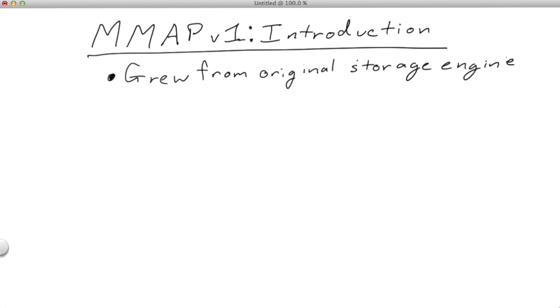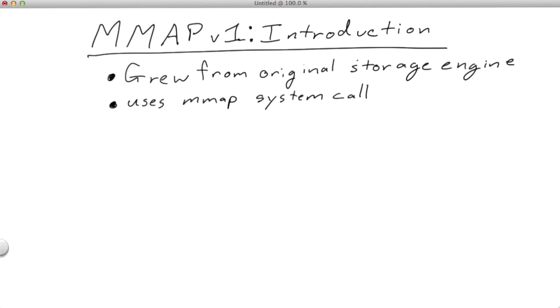MMAPV1 grew from the original MongoDB storage engine. It's called MMAPV1 because it makes use of the mmap system call in Unix to map the files on disk directly into virtual memory space. This lets us treat the data files as if they were already in memory. If they're not already in memory, a page fault will pull them into RAM, and if they're in memory and we update them, an fsync will propagate the changes back to disk.